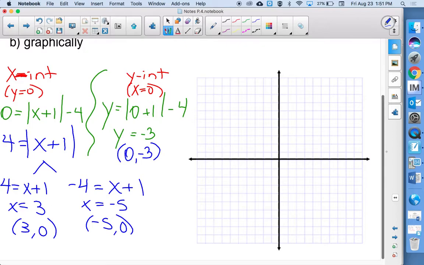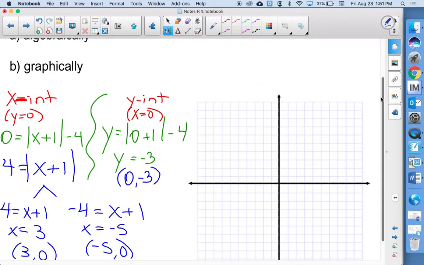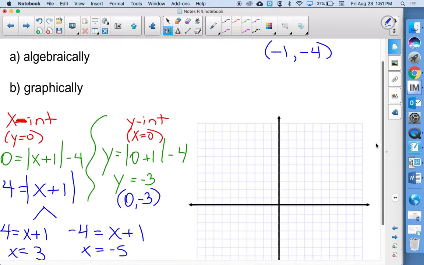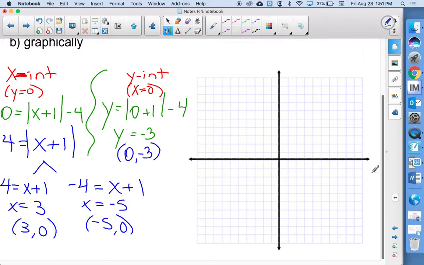So we're gonna graph this, we know it's gonna be a v. If you look back at the original equation that was given, this is one of the graphs that we reviewed on Wednesday. Where's the vertex? Yeah, so we're gonna start this at -1, -4. Remember, opposite of h and k. So -1, 1, 2, 3, 4. It's supposed to be a v.